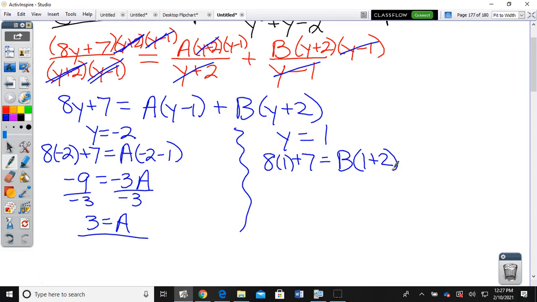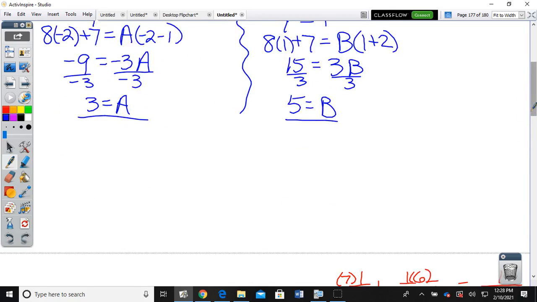What is 8 plus 7? 15 equals 3B, divided by 3. B equals 5. So my last step is to write down my partial fractions.